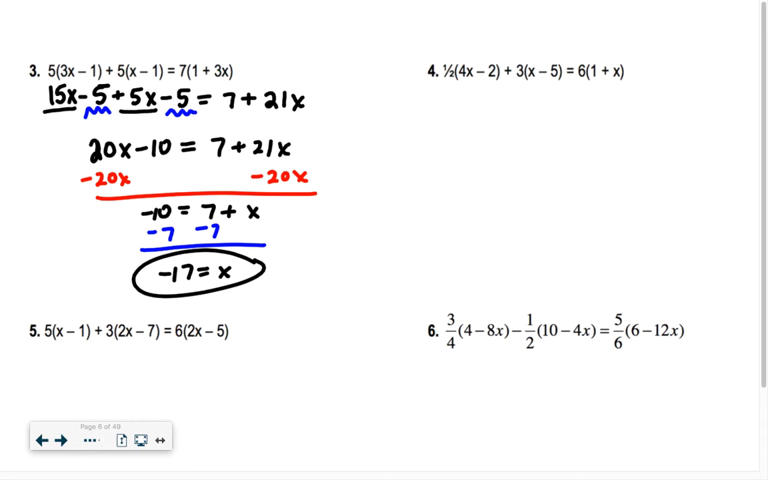Yay, equations. Feeling good? All right, try number 4 and 5. So go and try them on your own. I'll pause it.